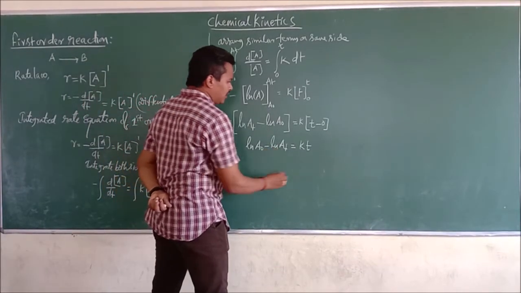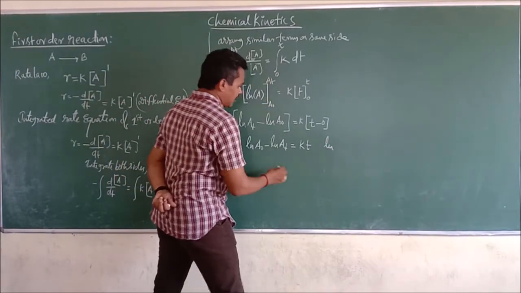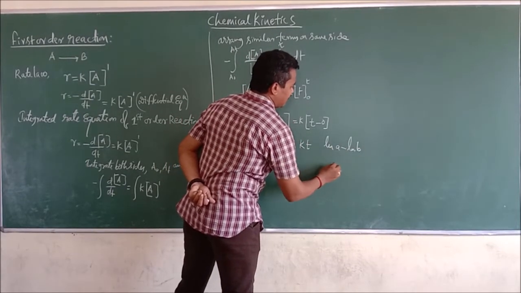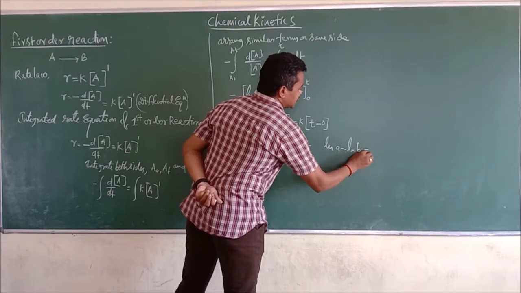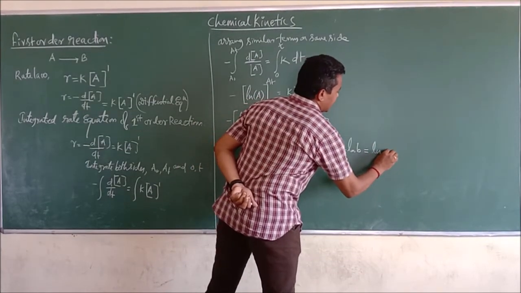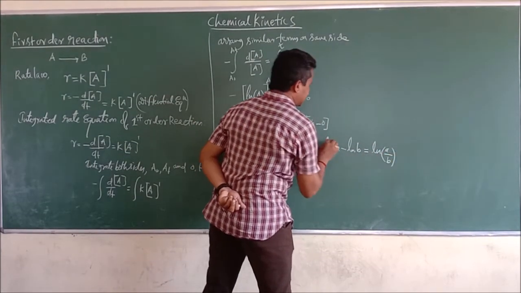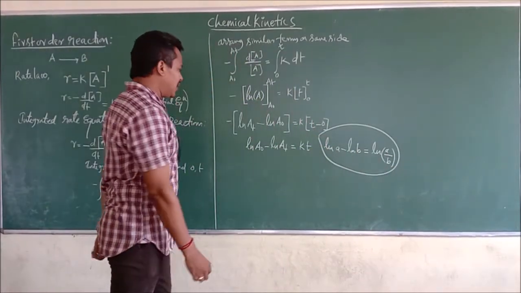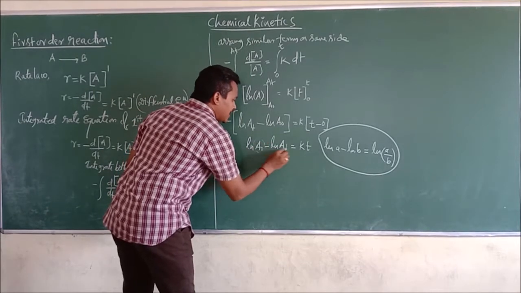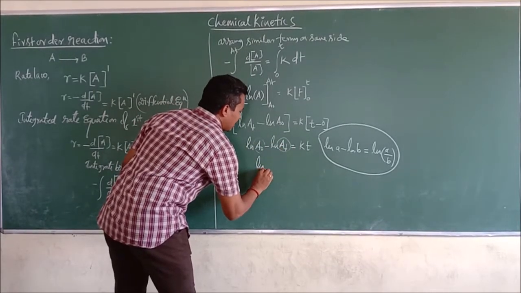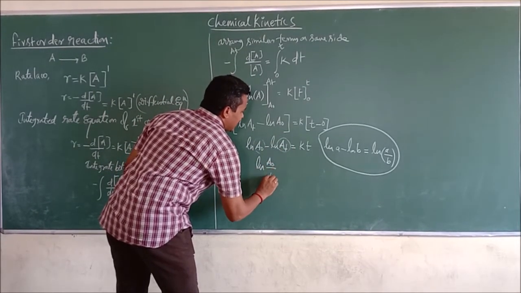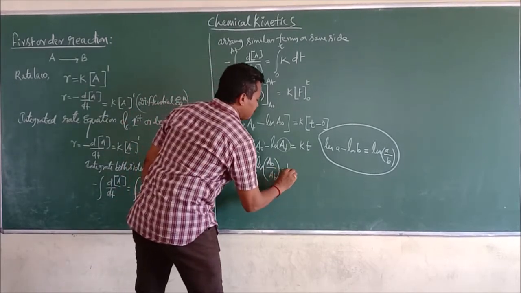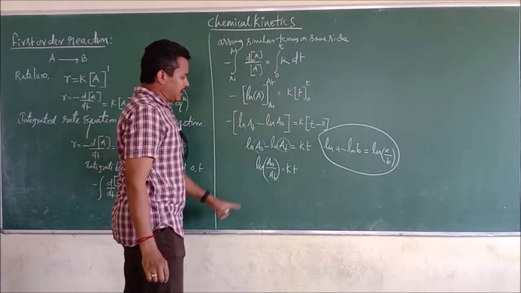Here, what is the formula we know? Log A minus log B is equal to log A by B. This is the formula we studied in logarithms. So log A minus log B becomes log A by B. Here I am writing, that is equal to kt.